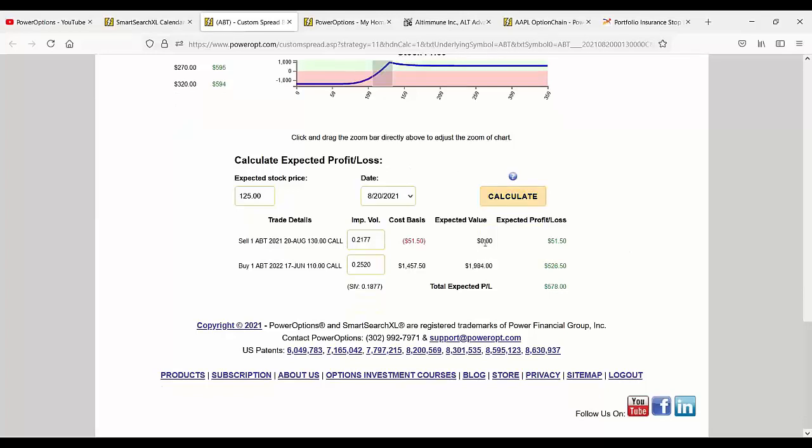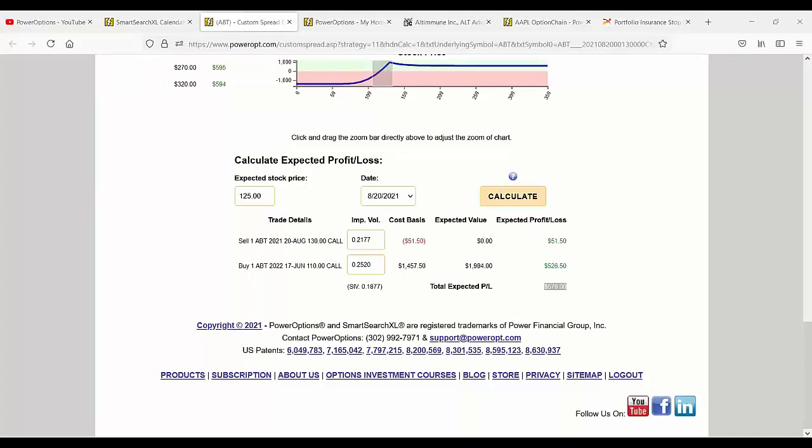As we expect, on August expiration, the 130 call goes to zero, and we gain a little bit more than 500 points, roughly 530 points, on the 110 call. So we'd have a profit, in this case, of 578, in theory, based on the pricing models, if our stock was trading at 125 on August expiration.